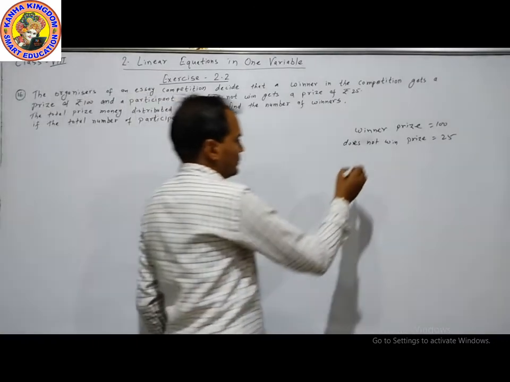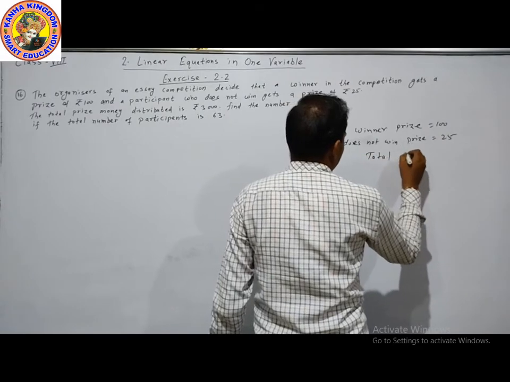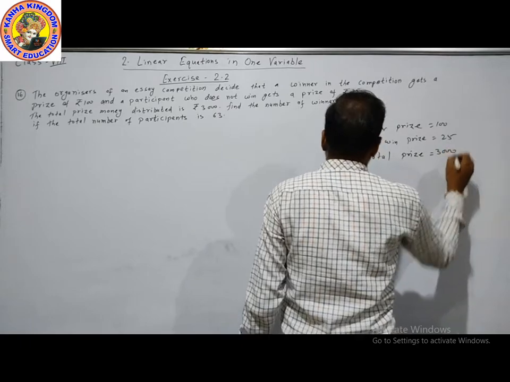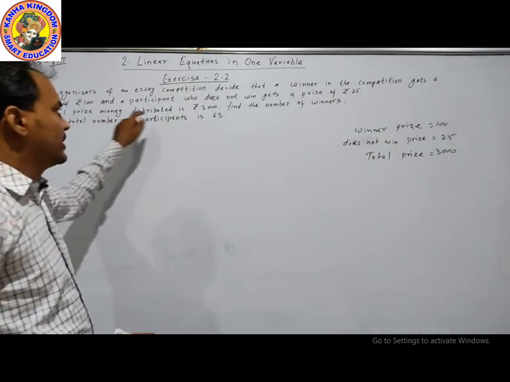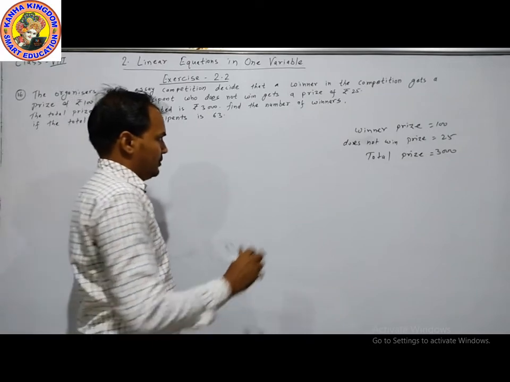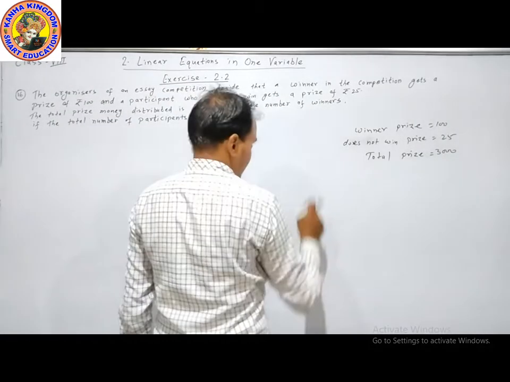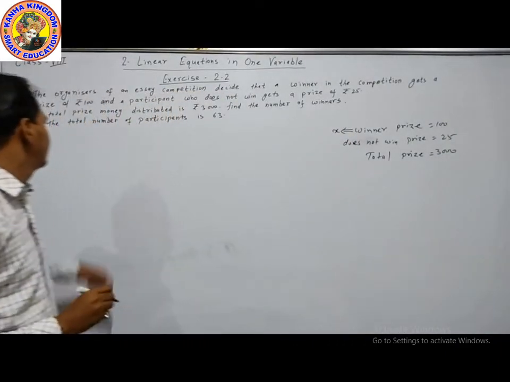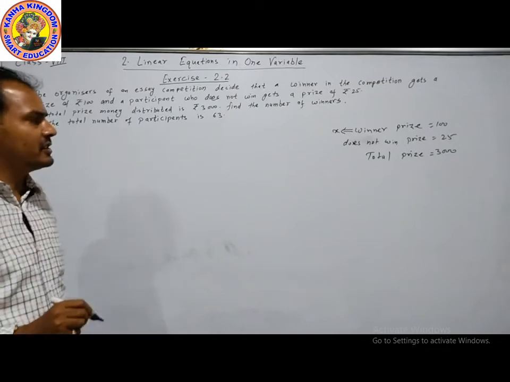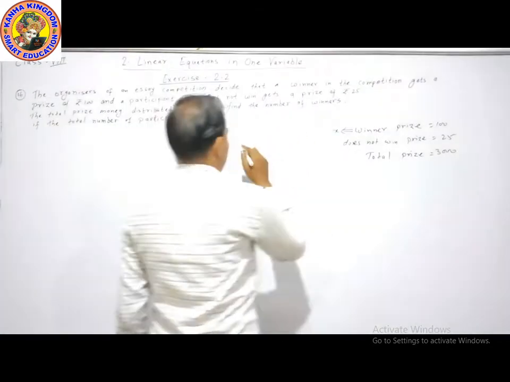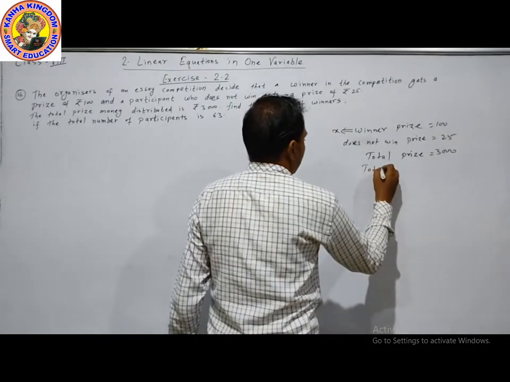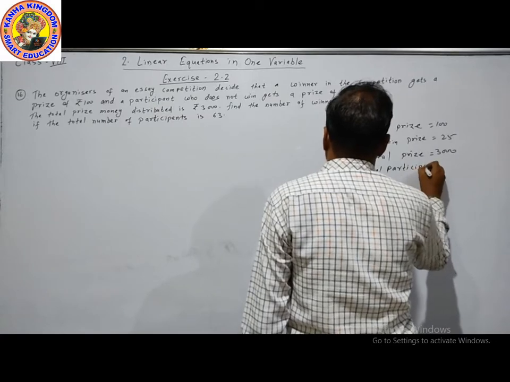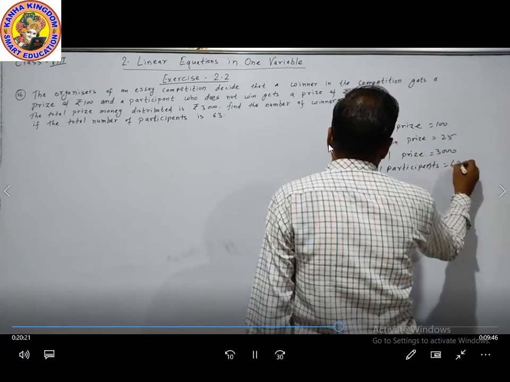The total prize money distributed is 3000 rupees. Find the number of winners. Let the number of winners be X, if the total number of participants is 63.